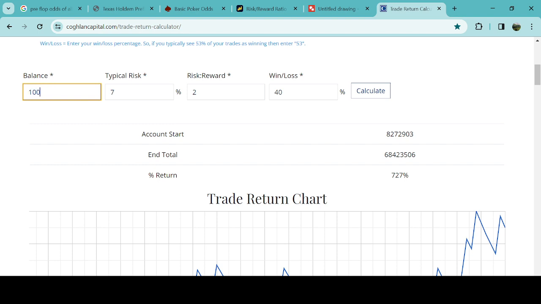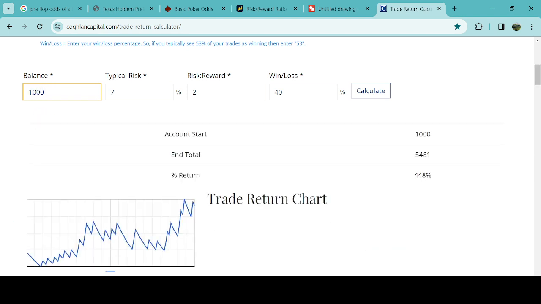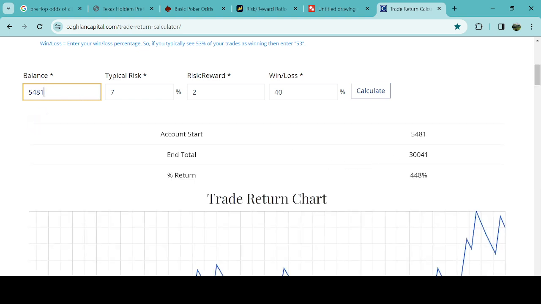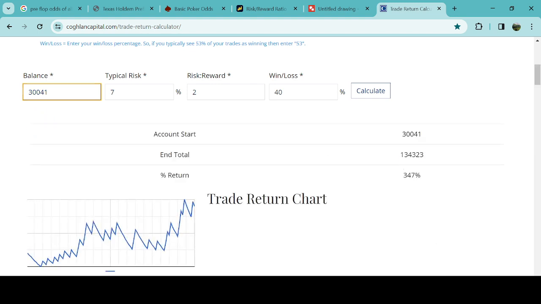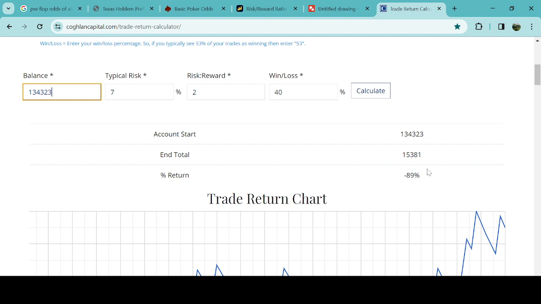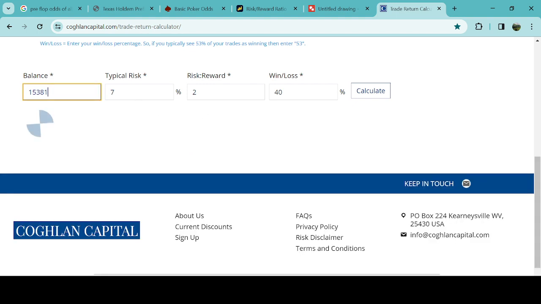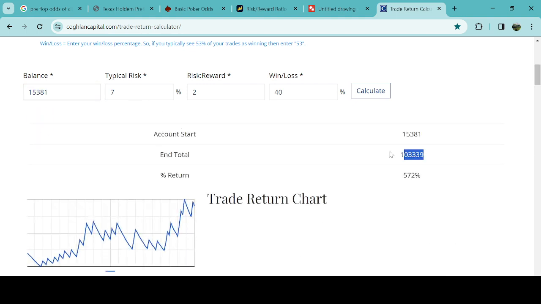Let's do this again, starting from $1,000. 100 trades, 448% on the account. Another 100 trades, the same gain on the account, 448%. Another 100 trades. You see? You're risking the optimal amount. Now, admittedly here, 90% drawdown, but you are still higher than when you started out. And watch, if you run it again, 572%.